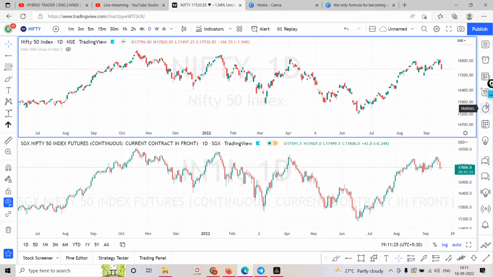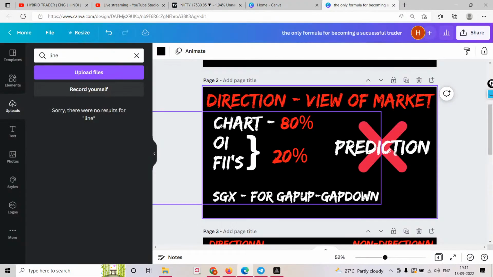So what is the deviation? SGX Nifty is almost 76 points positive. So tomorrow we can have a mild gap up or a flat open, or else maybe it will match up to 17,600. So I basically use the SGX Nifty only for gap up and gap down. Now let's start with the chart.